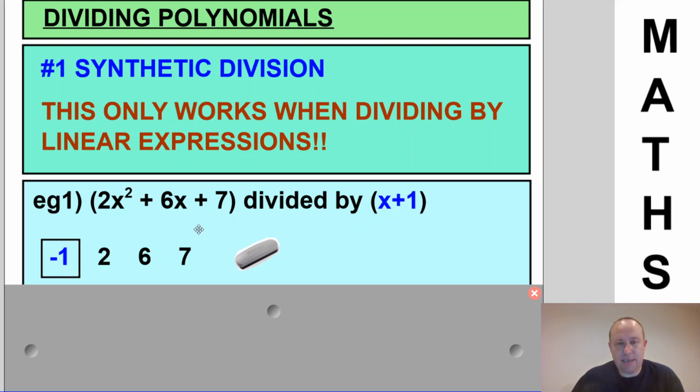Now, the reason synthetic division is easier, it doesn't involve any algebra terms. All you're looking at is the coefficients here. So 2x squared, I'm going to put 2, 6x, I'm going to put 6, and positive 7, I'm just going to write down 7.